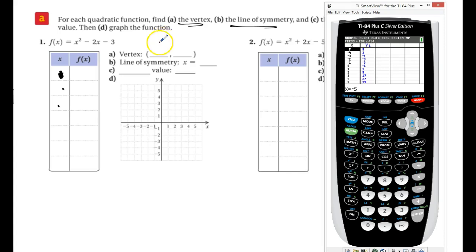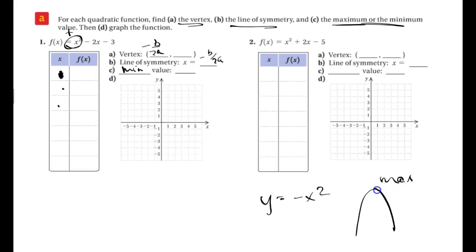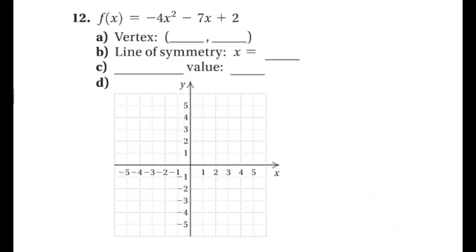What I'm trying to teach you is that the vertex is always defined as -b/2a, or completing the square. The line of symmetry is always the -b/2a, the x coordinate of the vertex. And then we either have a max or a min. If a is positive, we're going to have a minimum, and if a is negative, like y equals -x squared, then we would have a maximum. So I'm just trying to show you some different things of the graph.